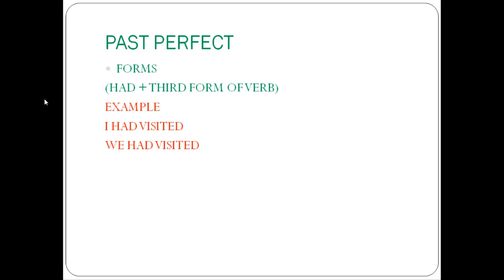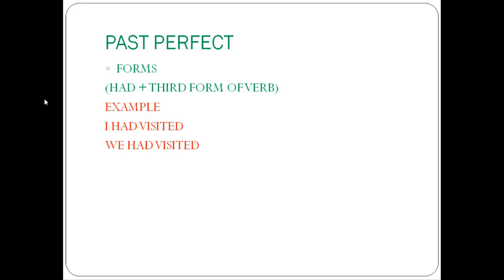So after past continuous tense we move toward the past perfect tense. In past perfect tense we always use third form of verb plus had. For example, I had visited, we had visited.